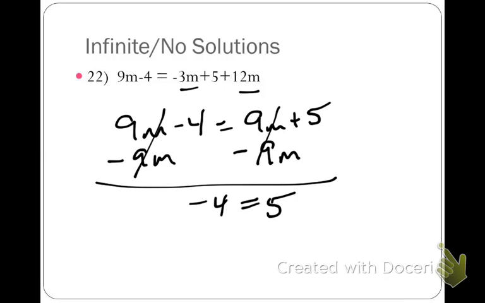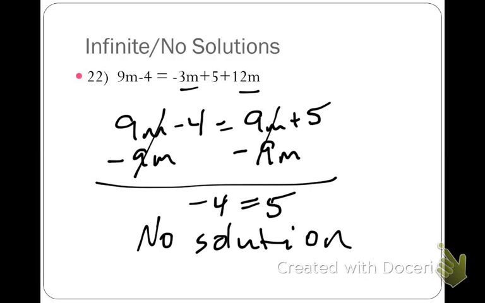So what does that mean as far as a solution to this? Well, I can put any value I want to in for m, and I'm still going to get an incorrect equation of negative 4 equals 5. Since they don't equal each other, this is a situation where there's no solution. There's no value for m that I can substitute in and make this equation make sense to be a solution.